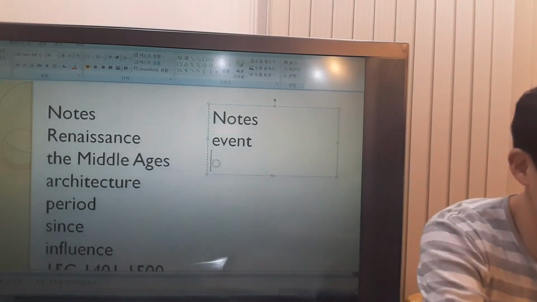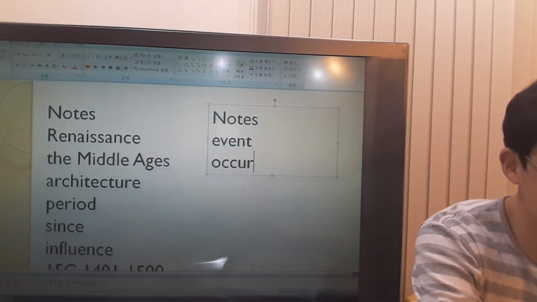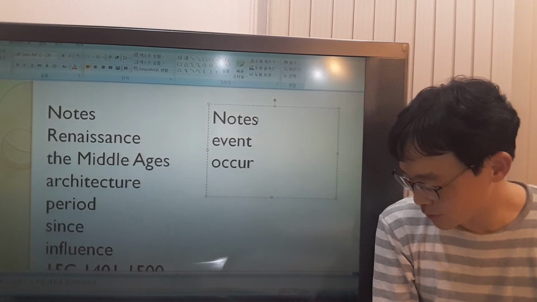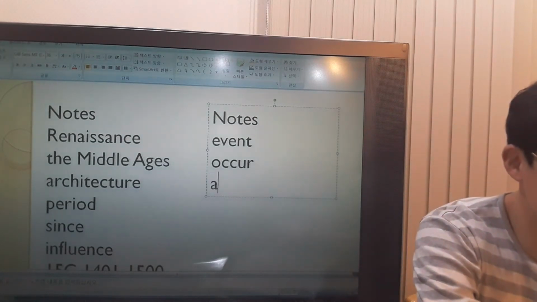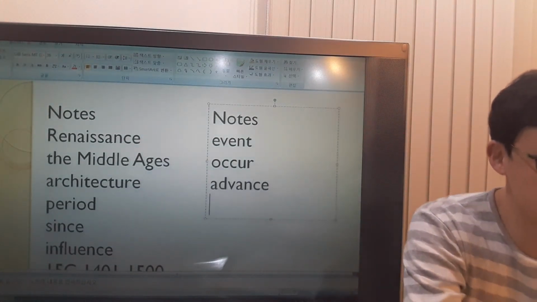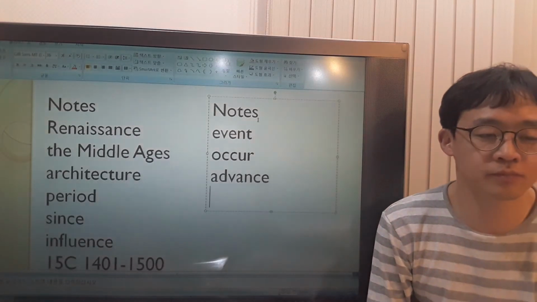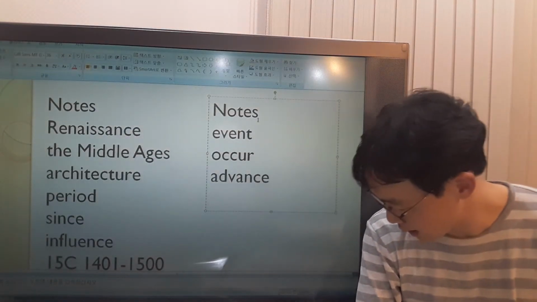Occurred. What does occur mean? Occur means to happen, okay? That helped advance the Italian Renaissance. Advance. What does that mean? Advance means to make progress, okay?